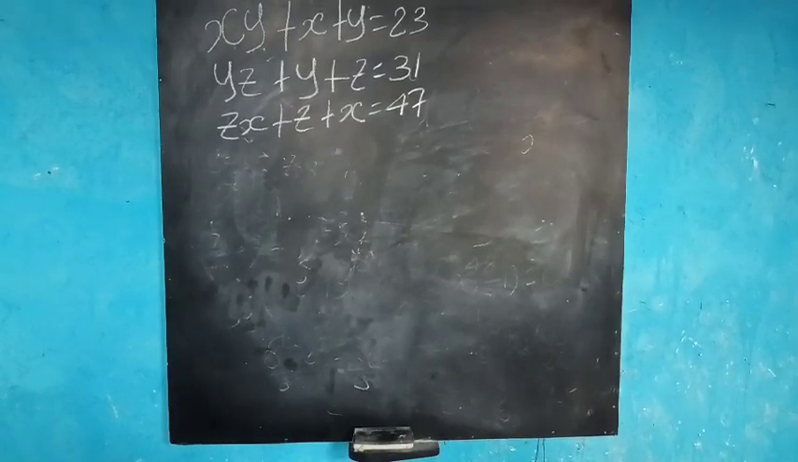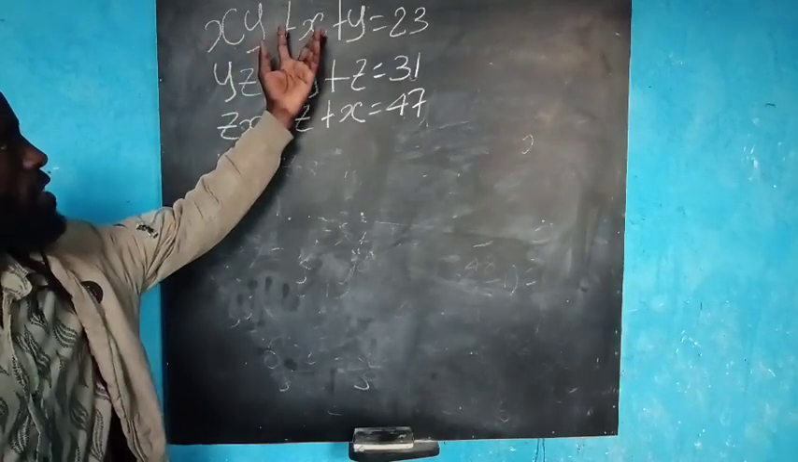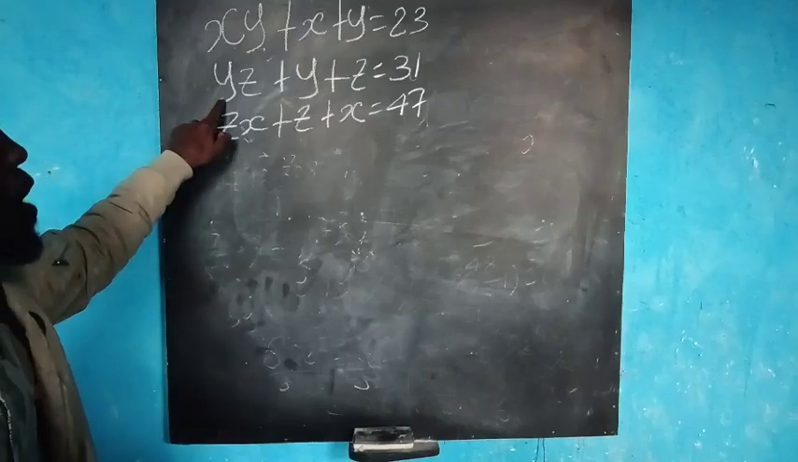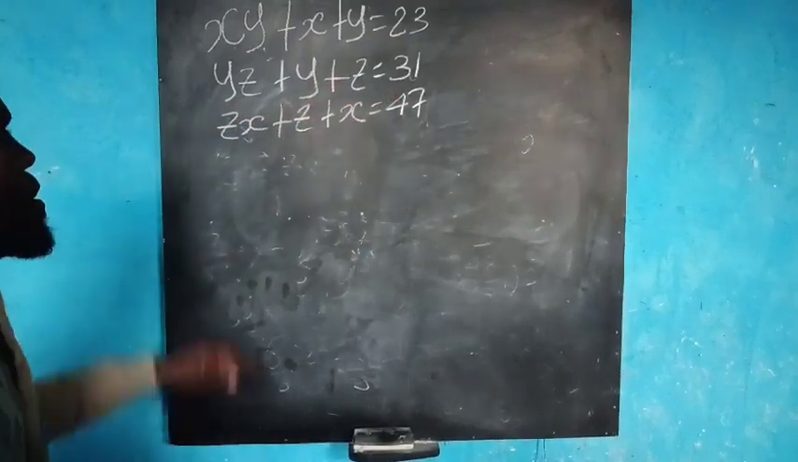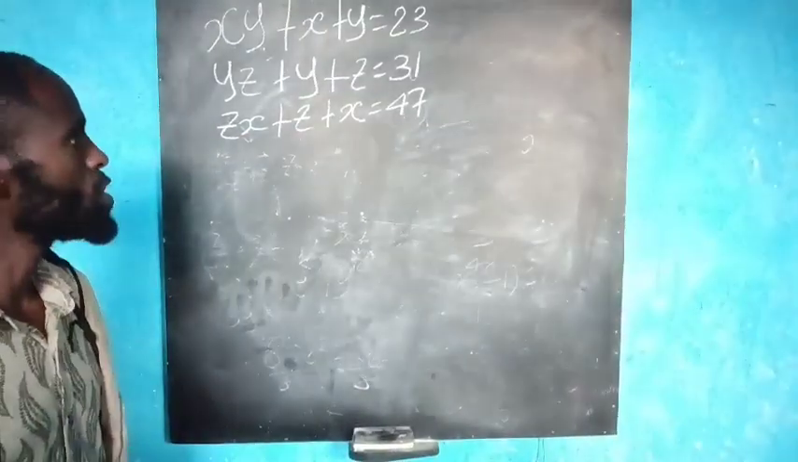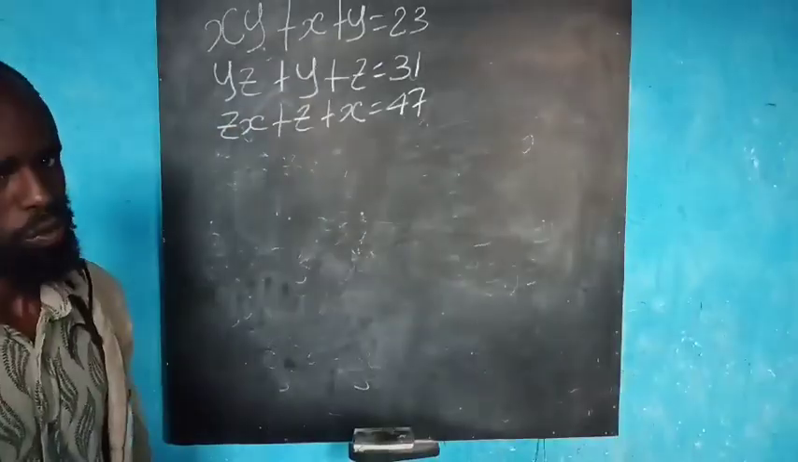Hello, can you solve these types of nonlinear equations? xy plus x plus y equals 23, yz plus y plus z equals 31, zx plus z plus x equals 47. Which values of x, y, z satisfy these equations?